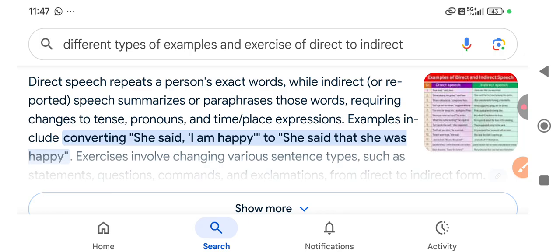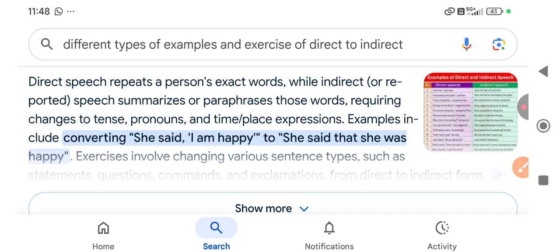For question word sentences, right? Sentences which are imperative sentences, interrogative sentences, right? So for interrogative, what changes occur when we change a question from direct to indirect. So the same we are going to discuss here.